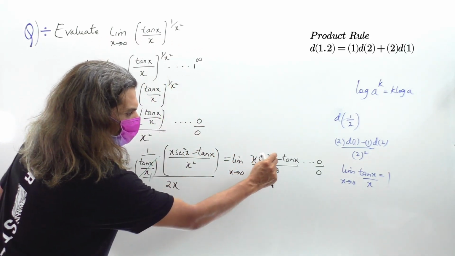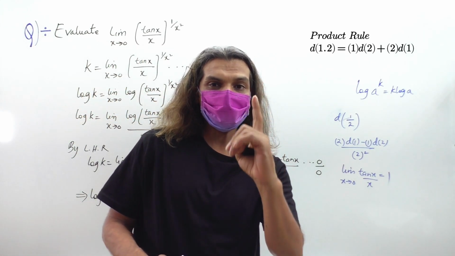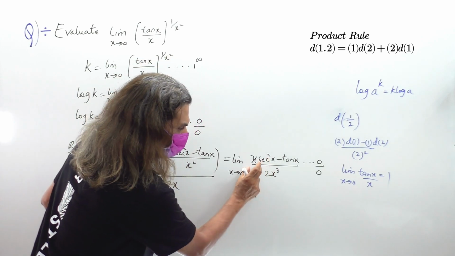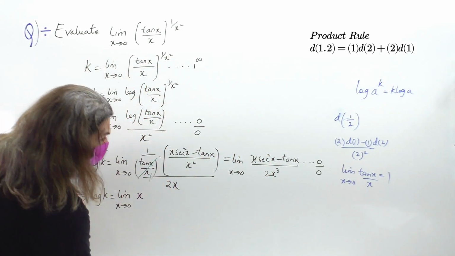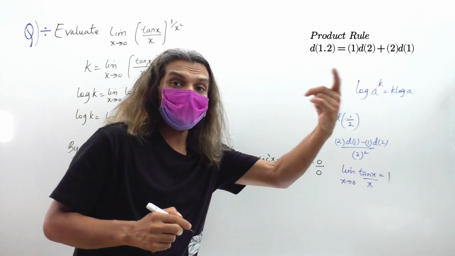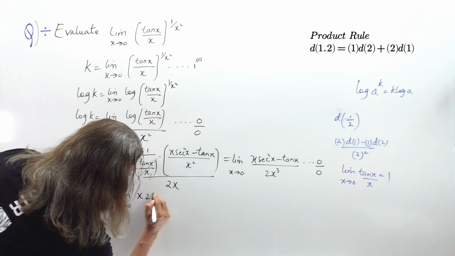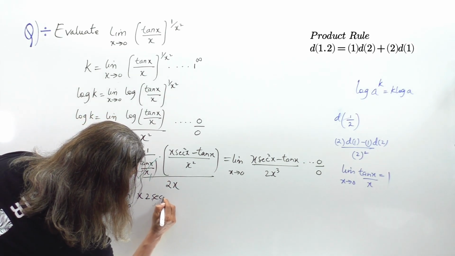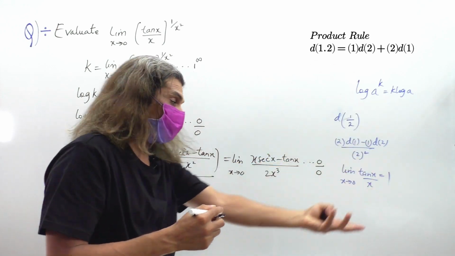So here x into secant square x is a product. What's the product rule? First function as it is, differentiate second, plus second function as it is, differentiate first. The first is x, second is secant square x. Now see carefully. x as it is, differentiation of secant square x. Using d/dx of x^n is n x^(n-1), secant square x will be 2 secant x. Again the chain rule. Again differentiation of secant x is what? Secant x into tan x.